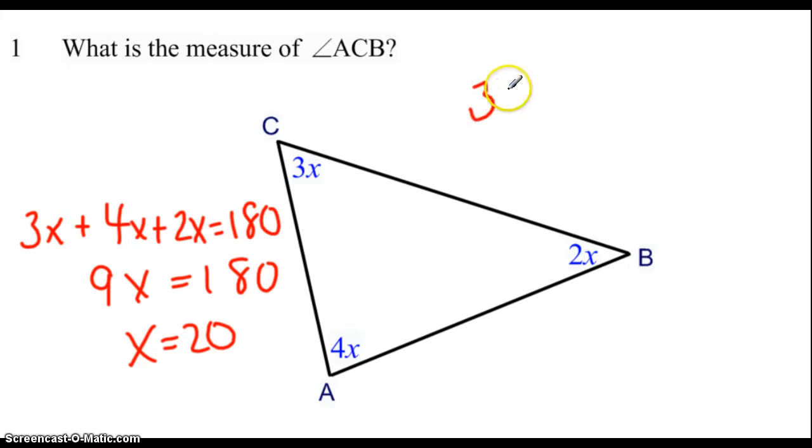So 3 times 20 is 60. So my final answer is that angle ACB is 60 degrees.